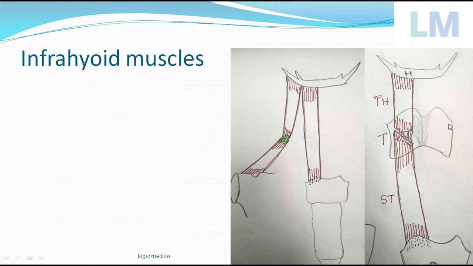So it is one of the infrahyoid muscles. Below the hyoid bone there is a group of four muscles. The sternothyroid muscle, today's topic, is one of them. So what are the infrahyoid muscles?